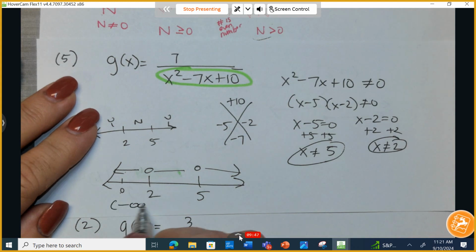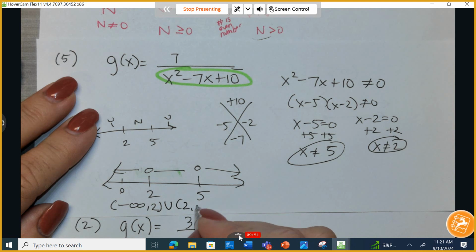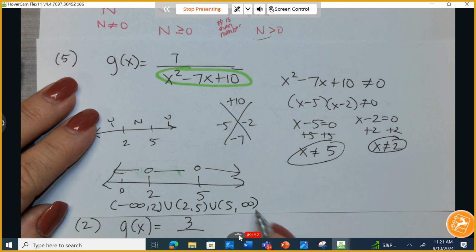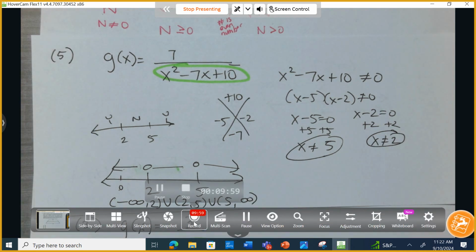Now how do we actually express this in interval notation? So it comes from the far left all the way to 2. We don't include 2. And then it goes from 2 to 5, so any value from 2 to 5, but we don't include 2 and 5, that's why we use parentheses. And then anything to the right of 5 also.